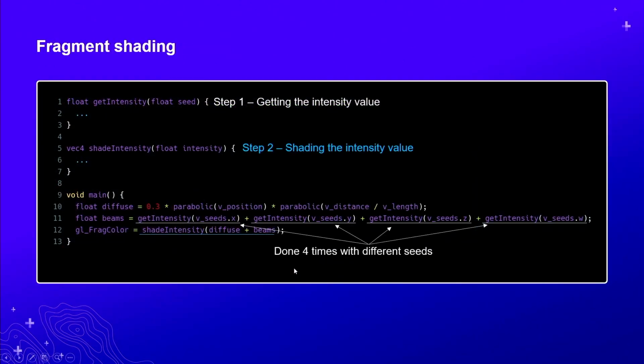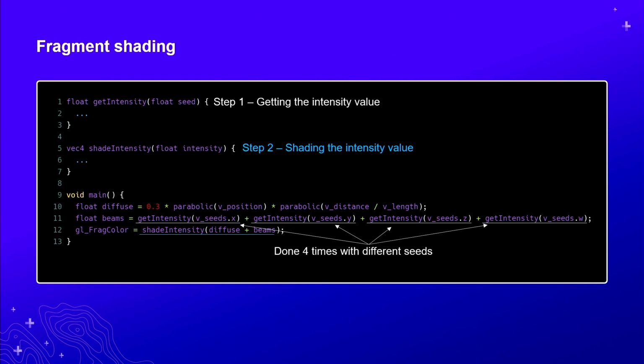We made it to fragment shading. So this is the process that will actually assign a color to the fragments. Fragment shading conceptually happens in 2 steps. Step 1 is getting the intensity value. So basically we associate a monochromatic float value to each fragment, which in a way represents the amount of electricity in the fragment. Then we shade it, so we make it blue using a separate shade function.